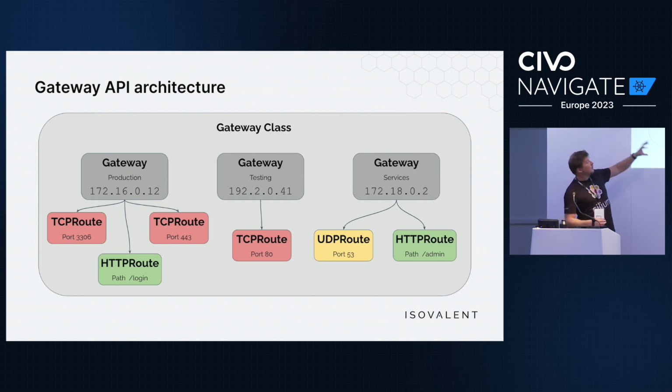So routes bind to gateways, and gateways live in a gateway class. That's effectively the architecture of Gateway API. And you can start to see that it separates things a little bit more than we just had before.